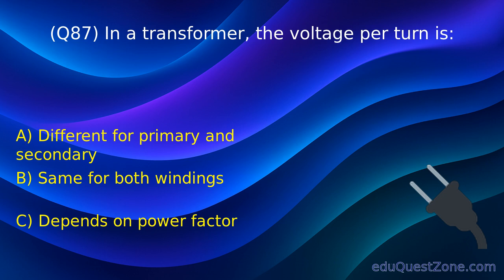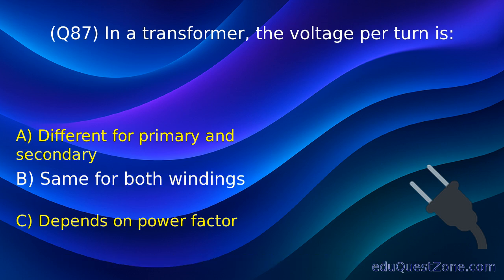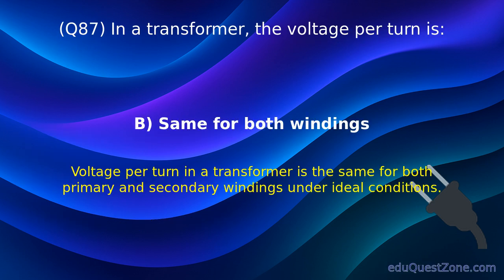Question 87. In a transformer, the voltage per turn is. The correct answer is B, same for both windings. In a transformer, voltage per turn is same in both windings.